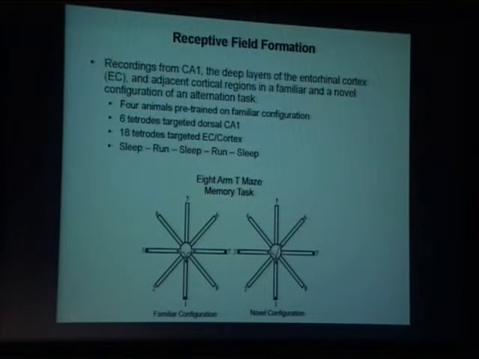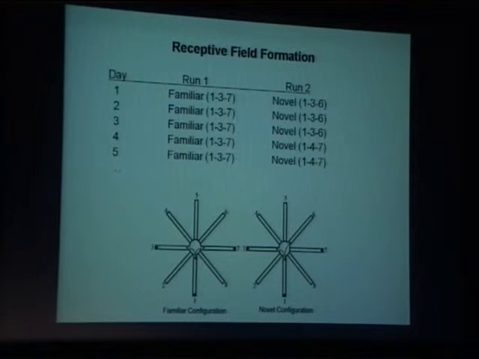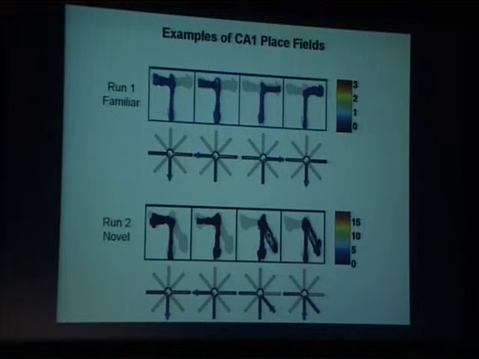Now on the first few days, you train him up on 1-1-3-7. That's familiar. And then after he's learned this, you have him do 1-3-6, and you might do that for 2 or 3 days. And then you have him do 1-3-4. So you only change one arm at a time, and you never change the middle arm. That's the way Lauren did the experiment. So here's an illustration of neural activity from an experiment like this. So look at this.